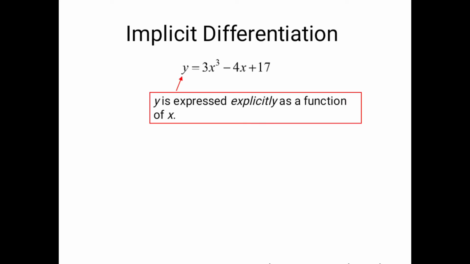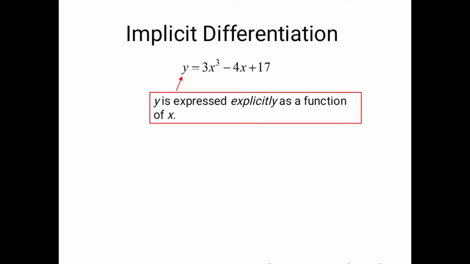y is expressed explicitly as a function of x. It is said to be defined explicitly as a function of x because the variable y appears alone on one side of the equation and does not appear at all on the other side.